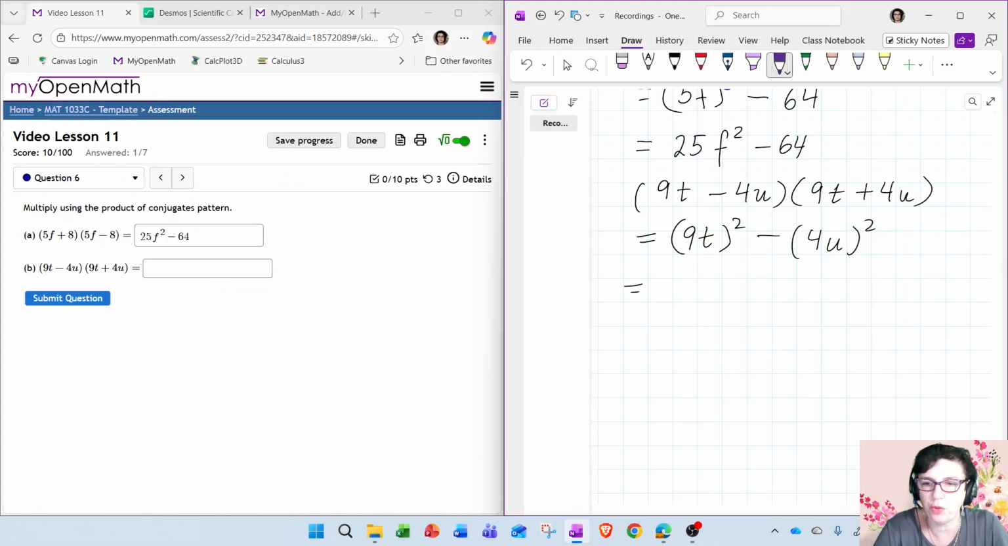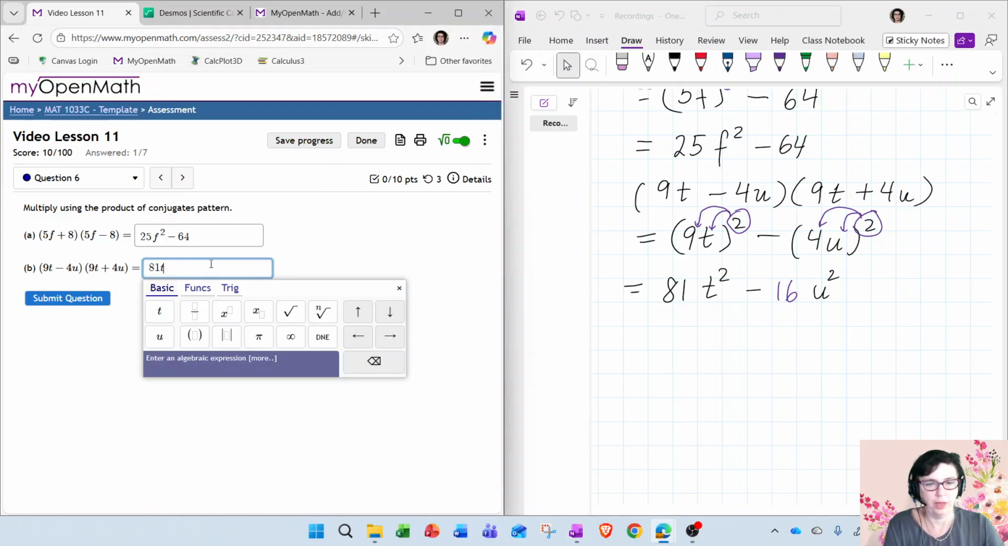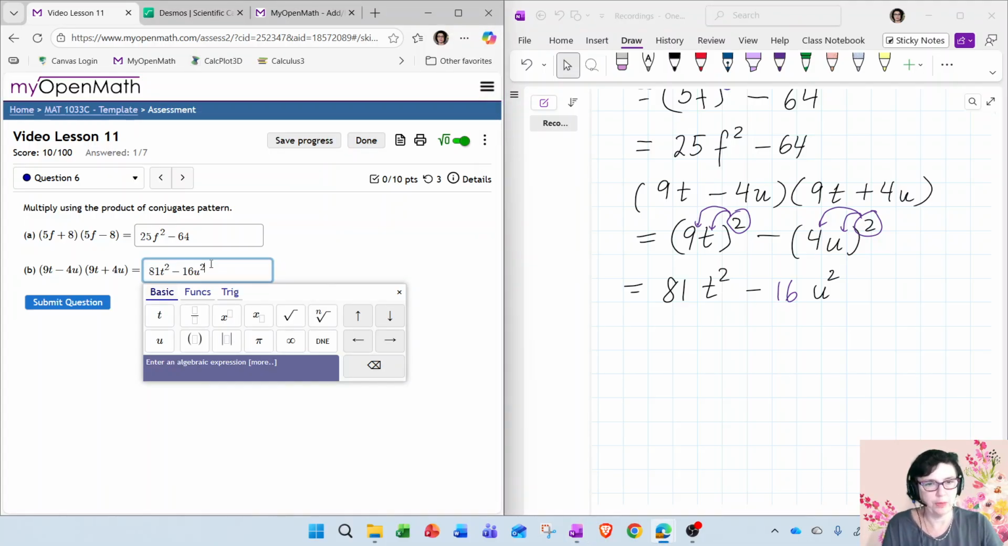But we want to make sure we're not going to make a mistake. When we square 9t, the square belongs to both terms. The 9 will be squared, which will be 81. t, of course, will be squared. And then minus, same idea over here. The square will belong to both terms. We've got 4, which is squared, and that's 16. And then u squared is u squared. Can you combine these two? No, you cannot, because the variables are not the same. And let me check my work.